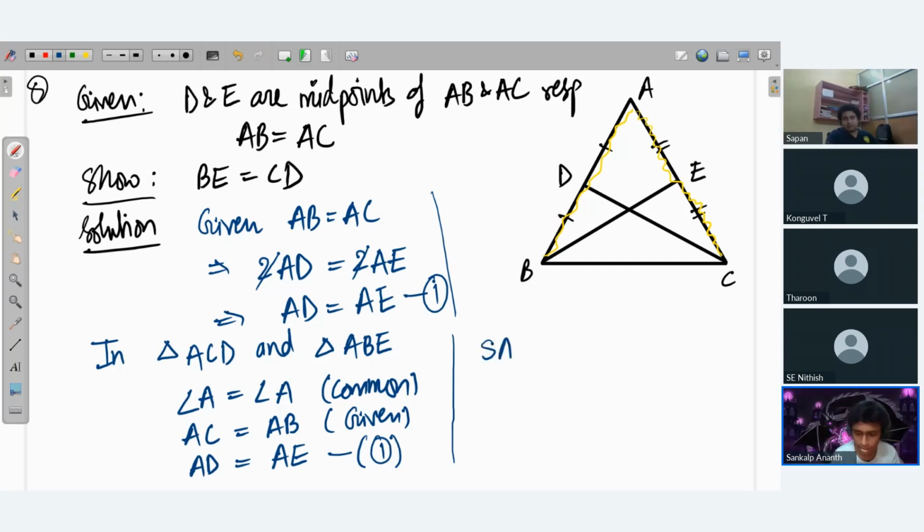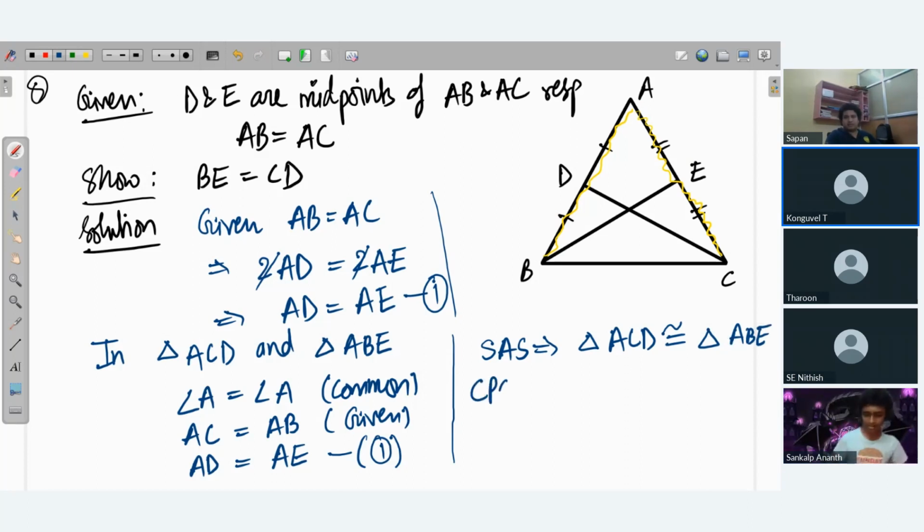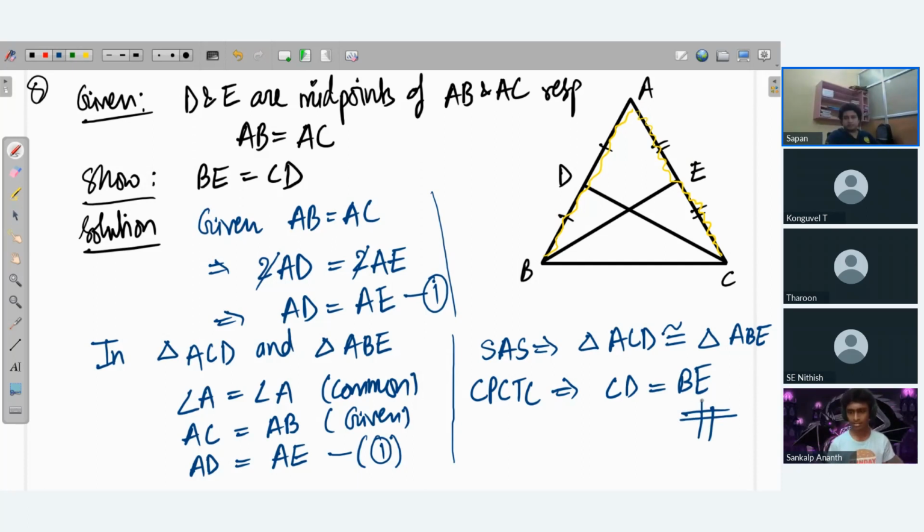That implies the angle D, whatever the midpoint, if both are the same, then by CPCT the angle implies that CD must be equal to BE. That is what we wanted to show, right?